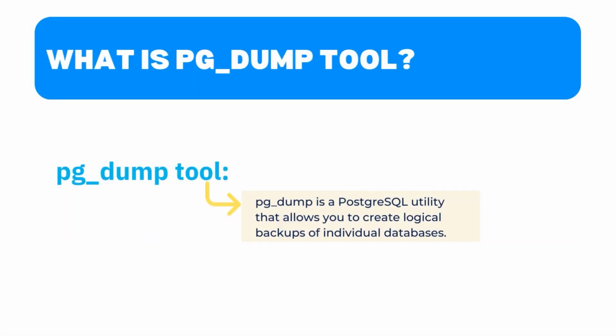Before we start, let me introduce you to pg_dump. pg_dump is a PostgreSQL utility that allows you to create logical backups of individual databases. It's a versatile tool that can be used to backup specific databases with their schemas, data and other settings.